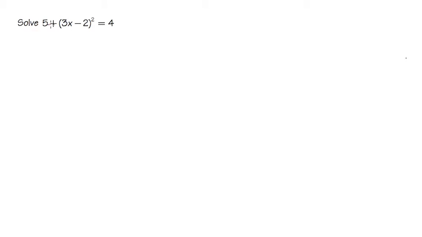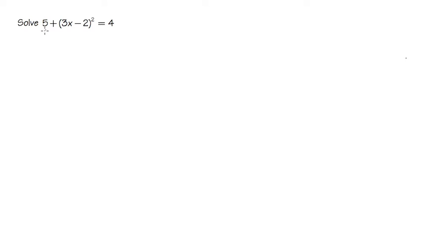For this question, we are going to solve 5 plus the parentheses 3x minus 2 inside and then raised to a second power. This is equal to 4. As we can see, we have the x inside of the parentheses only. So the best way to solve this equation is we will isolate the parentheses to a second power part and then take the square root on both sides. So let me show you.